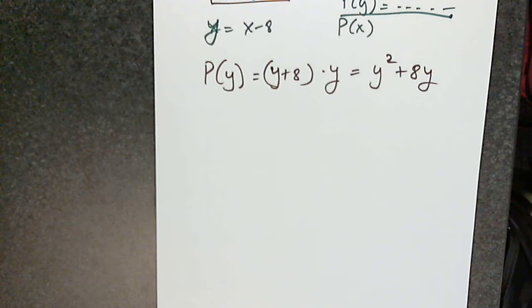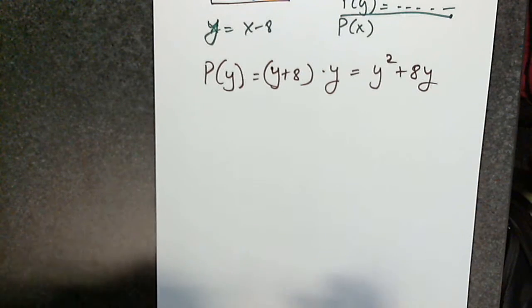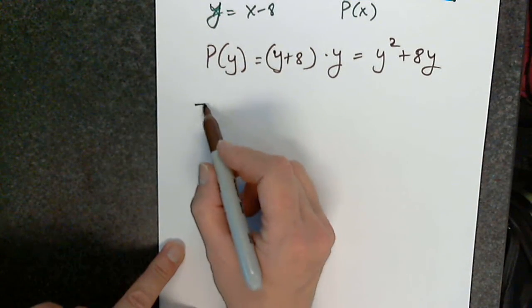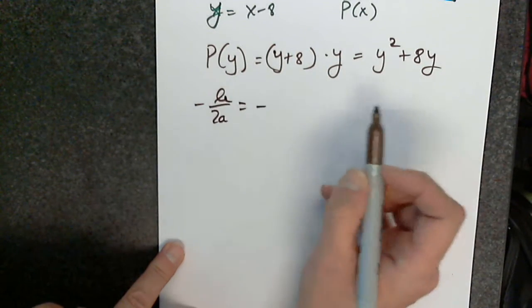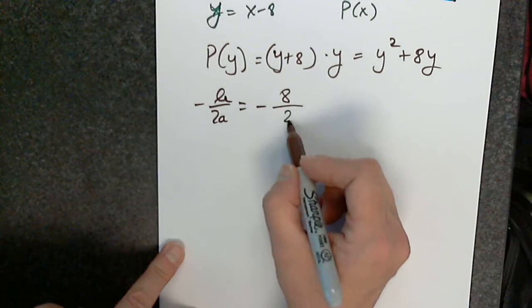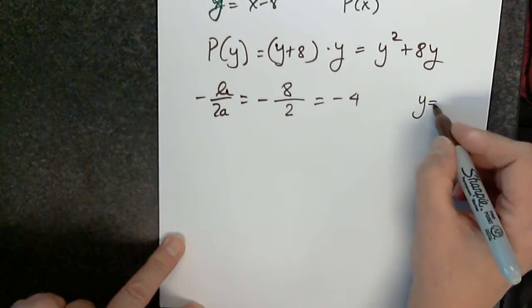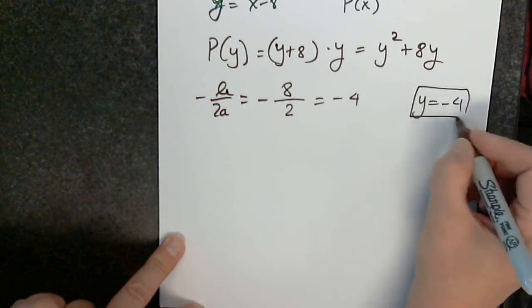So does it have a minimum? Yes, it has a minimum. Well, how do I determine the minimum? Negative b over 2a. Negative b is 8. 2 times 1 is 2. So this is negative 4. So one number, which in this case is y, is negative 4.